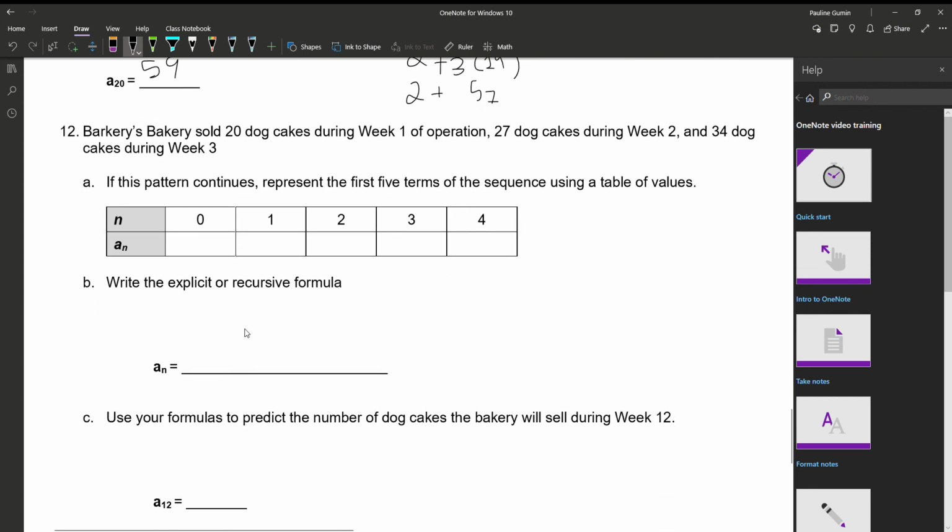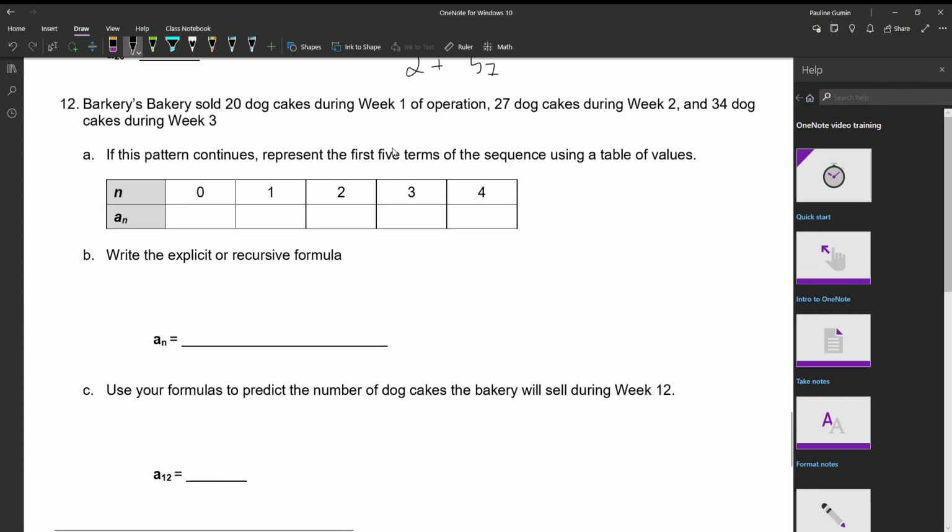Number 12. Barkey's Bakery sold 20 dog cakes during week 1 of the operation, 27 week 2, 34 week 3. So let's continue this pattern. So 20, then 27, then 34. Well, what seems to be the pattern? To me, it looks like we're adding 7 each time. Yep. Okay, beautiful. 34 plus 7 will give us 41. Plus 7 is 48.